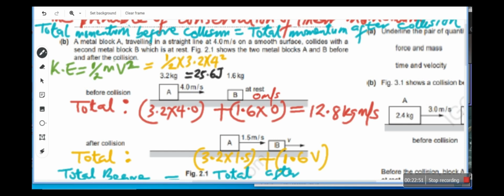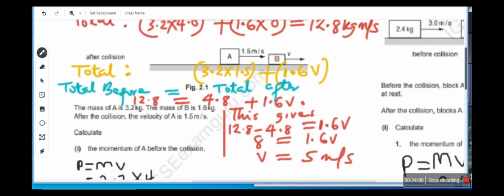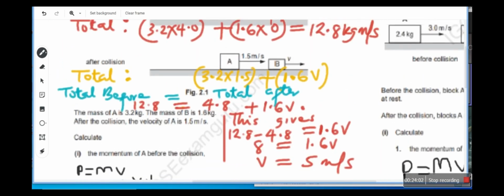What's the kinetic energy of B? It is 0, because the speed is 0, so everything will be 0. So the kinetic energy of B will be 0. So this plus 0 will give us only that, 25.6 joules. That's the total kinetic energy before collision. Let's find the total kinetic energy after collision.